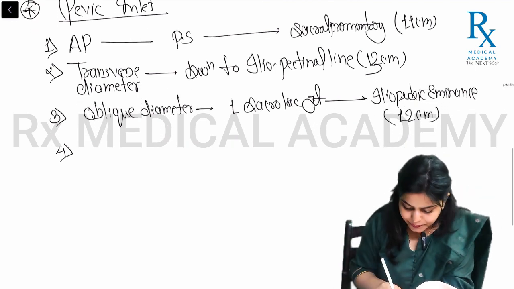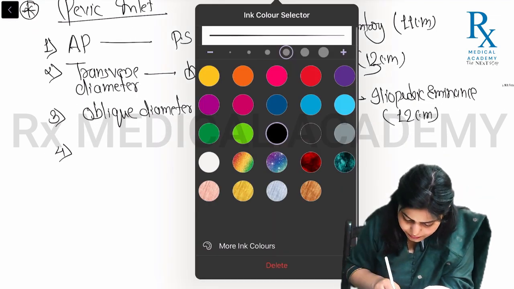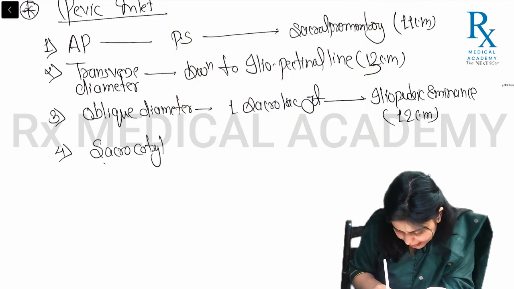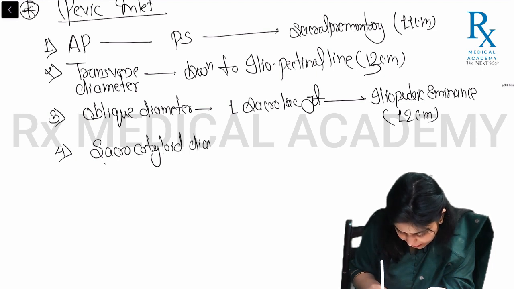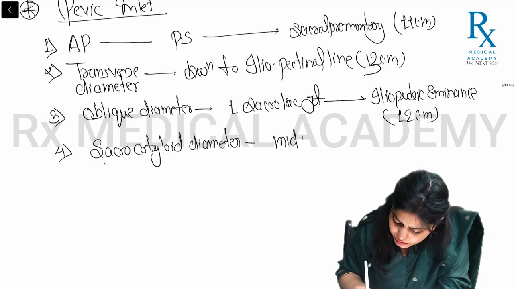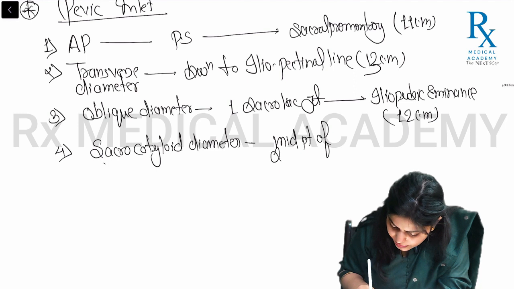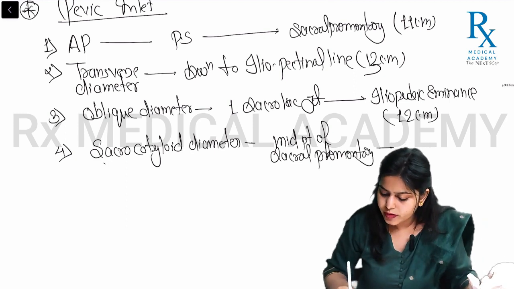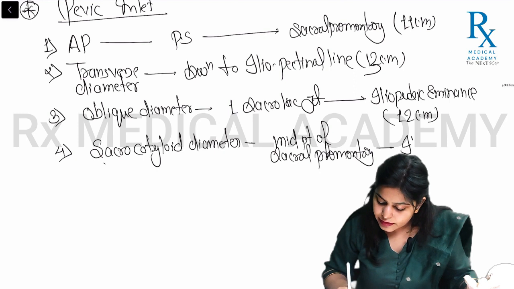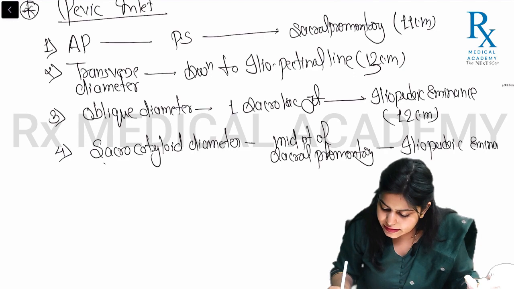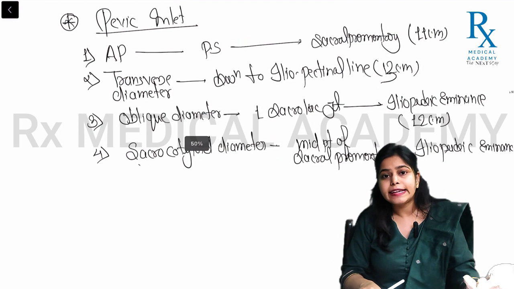It is known as sacrocotyloid diameter, midpoint of sacral promontory to same side iliopubic eminence. Okay, this is all about pelvic inlet.